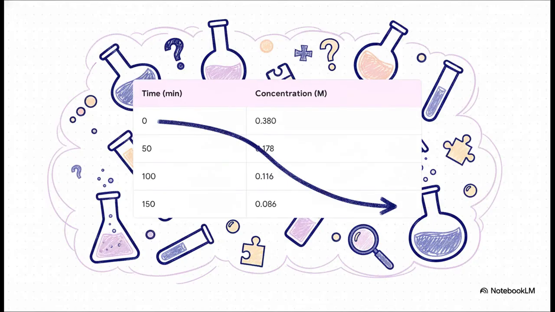Here's our evidence. This is everything we get. A table that tracks the concentration of our ammonium cyanate over 150 minutes. You can see it starts at 0.38 molar and just steadily drops. These numbers, right here, are our only clues. The entire solution is hiding somewhere in this pattern.